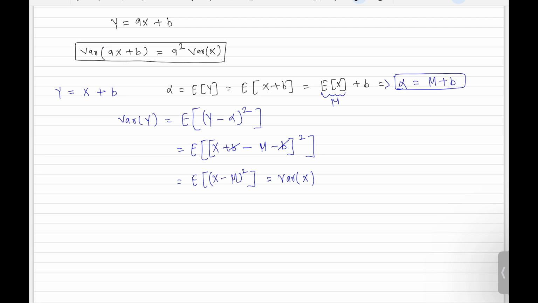So we have looked at the effect on the variance when we add a constant to a random variable. Now let's look at the effect when we multiply a constant with the random variable x, and let's suppose this is another random variable y. Again, here we are assuming that b is equal to 0. We want to observe what will happen to the variance if we multiply a constant to a random variable. So what we want to find is the variance of this random variable y.